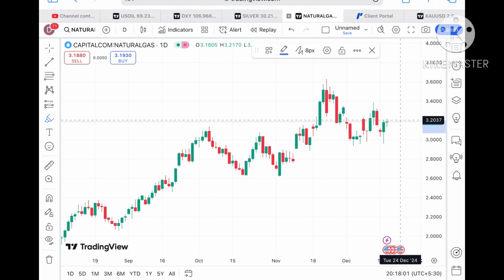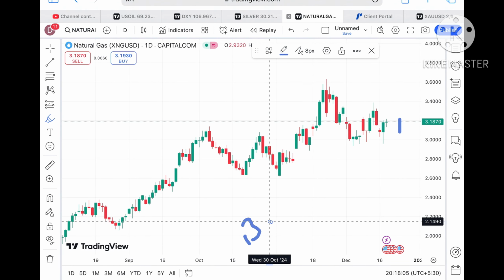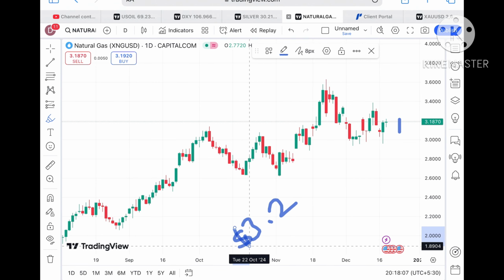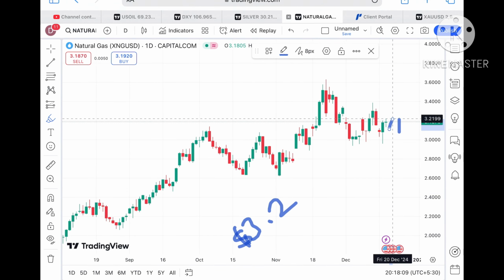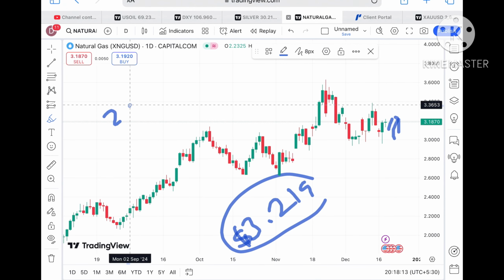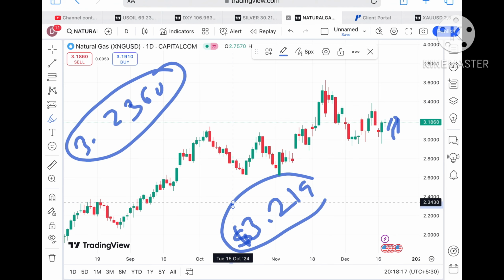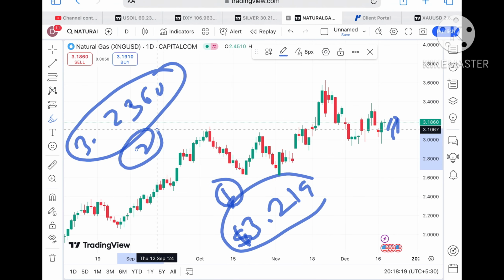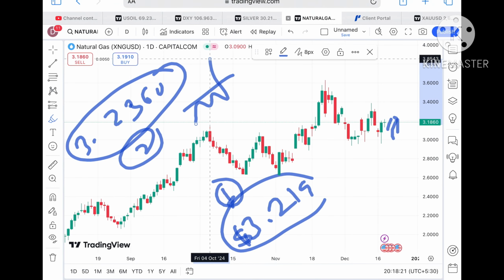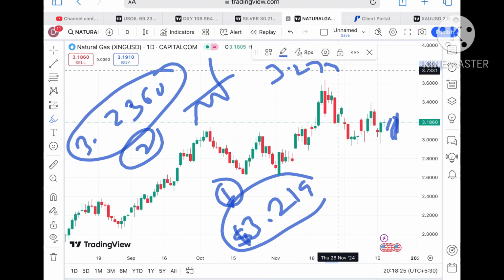Now coming back to the natural gas price. If the price sustains this level, chances are high it can go towards $3.2, and from there a further upside towards $3.3. When the price starts sustaining above 3.219, the chance of going towards 3.60 will be there, and then a further upside, because this level is already being tested. So the chance of touching the 3.3 level will be there.